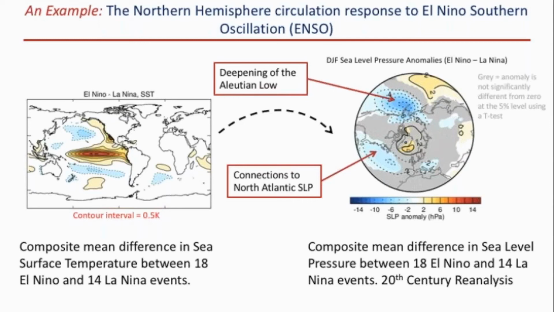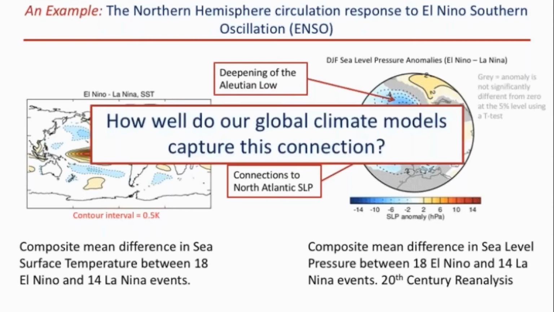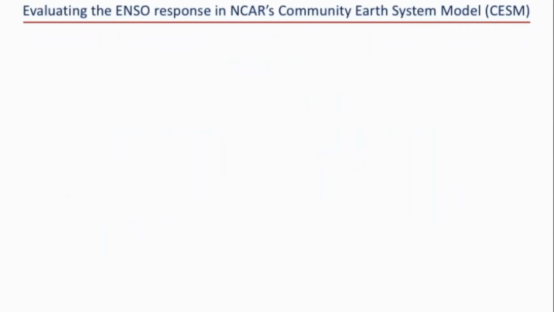So these large-scale circulation changes, they have impacts on precipitation and temperatures. If you live on the West Coast, you probably have some kind of view of how El Nino affects your weather for a given winter. So it's obviously something we want to get right in the models, and we were interested in evaluating this. And so to do this, we looked at a bunch of simulations with NCAR's Community Earth System model.